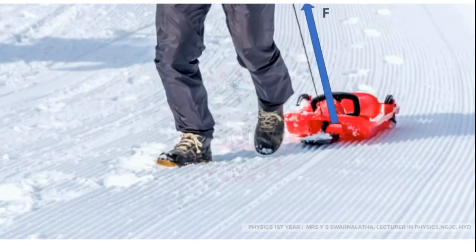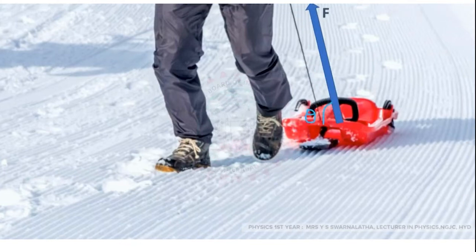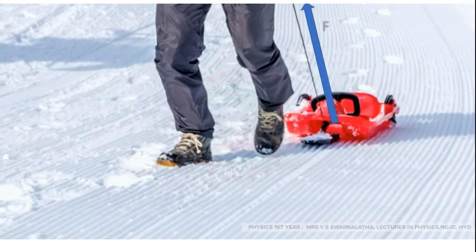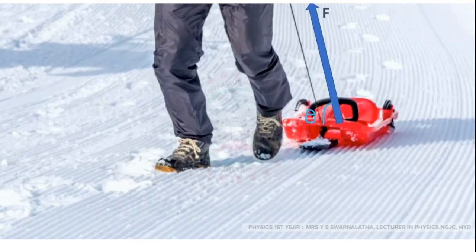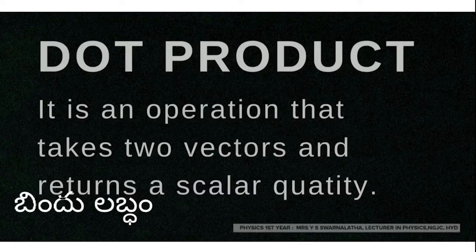Here force is in this direction, displacement is in this direction and the angle between them is theta. బలము మరియు స్థానభ్రంశం మధ్య కోణం తీటా అనుకుందాం. So how can we write the formula for work done in this situation when force and displacement are not in the same direction? Let us see what is a dot product.